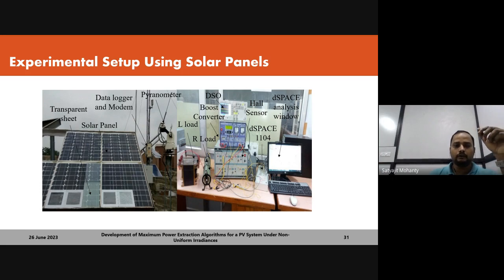Above it, for measuring the insolation, we have a device you can see here. It's known as a pyranometer. This pyranometer measures the insolation coming from the sun. For that, we also have a setup, a data logger and modem, so that we can watch the 24-hour scenario: what the insolation is for the day or for a month. Everything is stored in the data logger and modem. The same system is used, the only difference is that here we have used a real-time solar panel instead of an Agilent simulator.